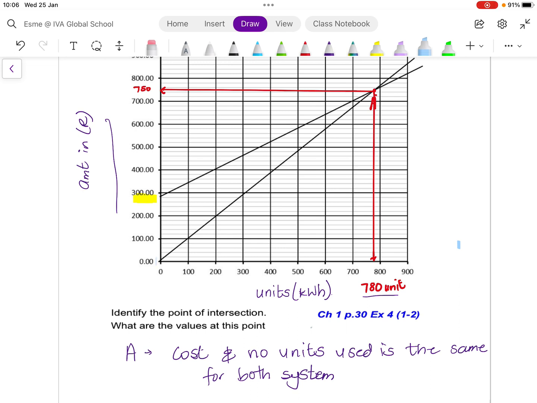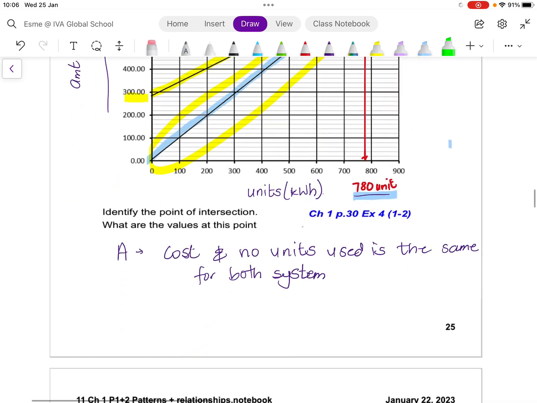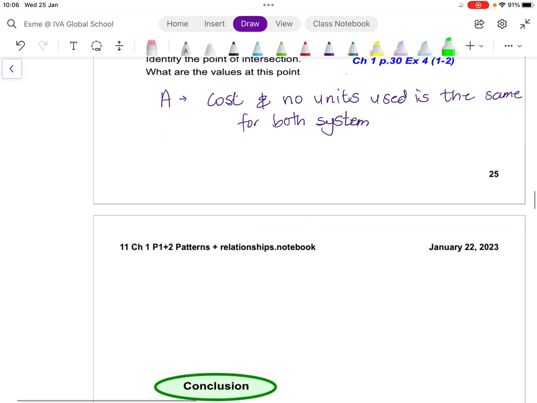Right, and then what is important here, you often get asked, explain when it would be most economical for each of these systems. So my prepaid graph, my blue graph, right up until 780 is below the postpaid graph. It is below that graph. So over here, the prepaid is the cheapest. Then once we get past the break-even point, you can see that the prepaid then becomes more expensive over there. So that is the meaning of the break-even point.